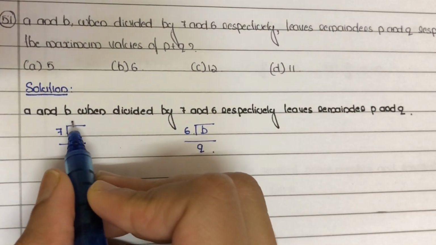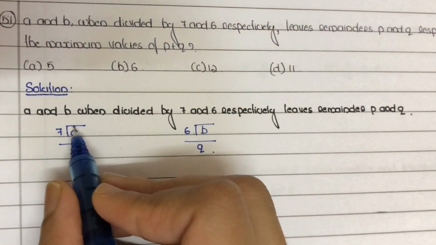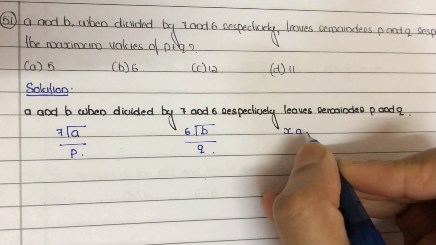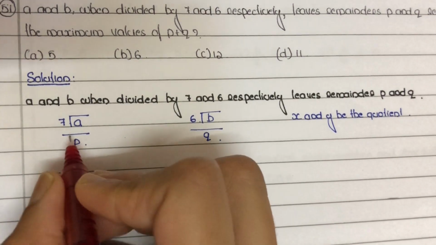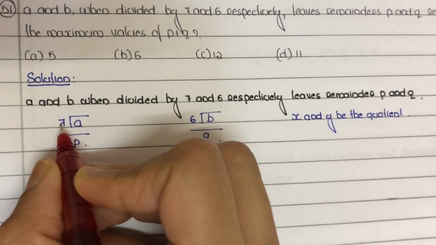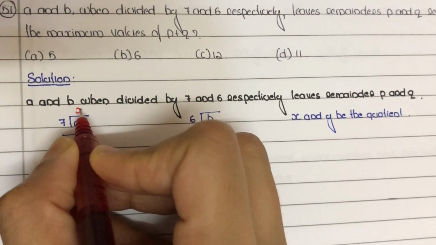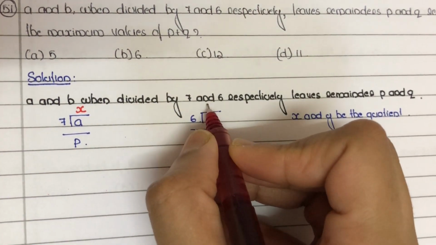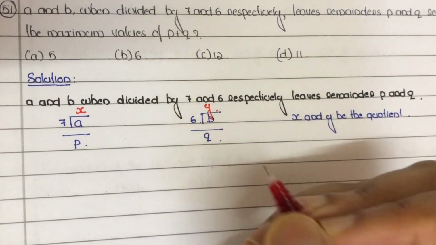Here the quotient is not given. So let us assume x and y are the quotients. That is, when you divide A by 7, you get quotient x. Similarly, when you divide B by 6, you get quotient y.